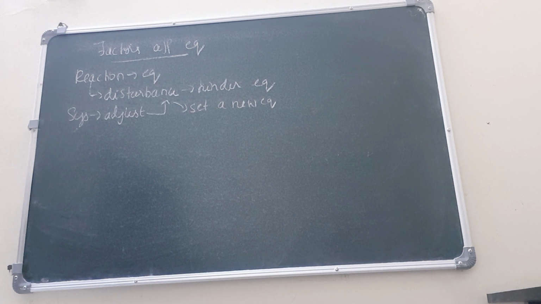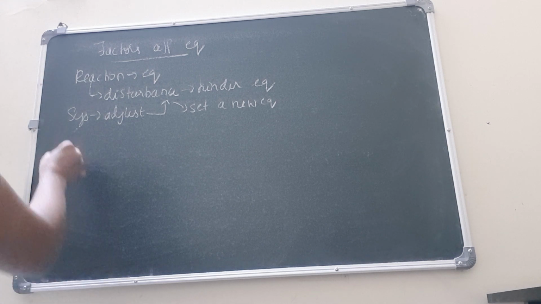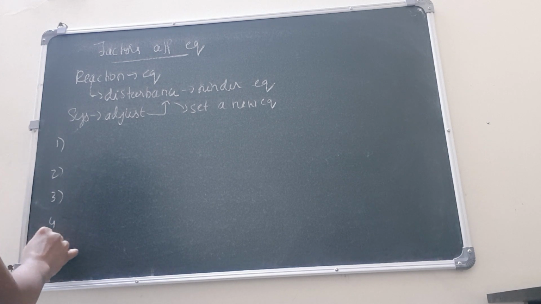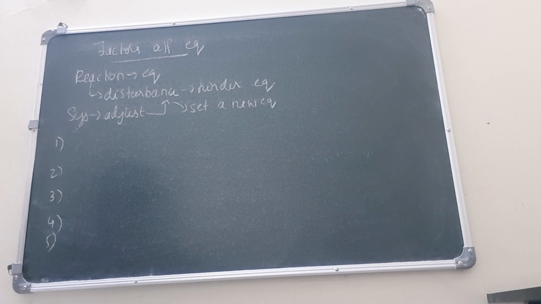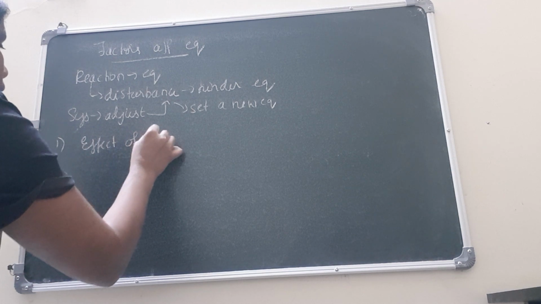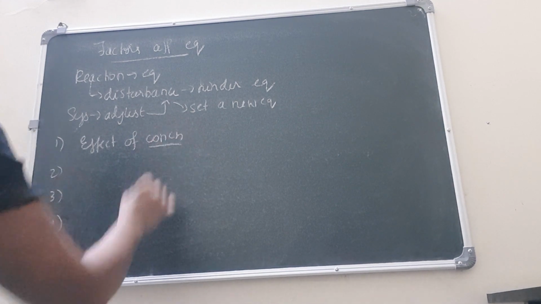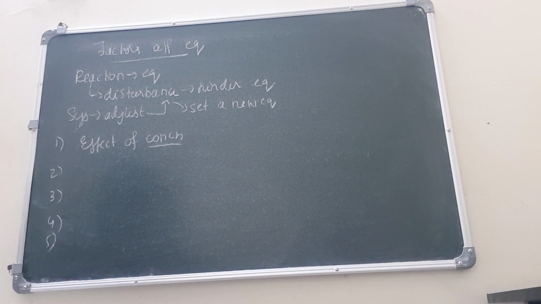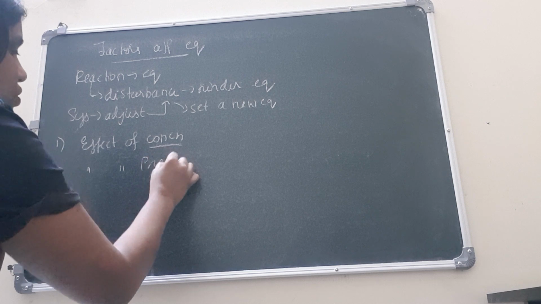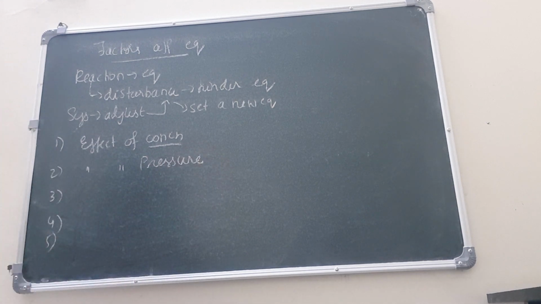Okay, and before we study these factors, first let me write the list of all factors. You have 5 factors to be studied here. One by one we are going to do them in the next videos. The first one is the effect of concentration change. What happens if you increase or decrease the concentration of a reactant and product? Second one is the effect of pressure change. What happens if you increase or decrease the pressure in the equilibrium mixture?